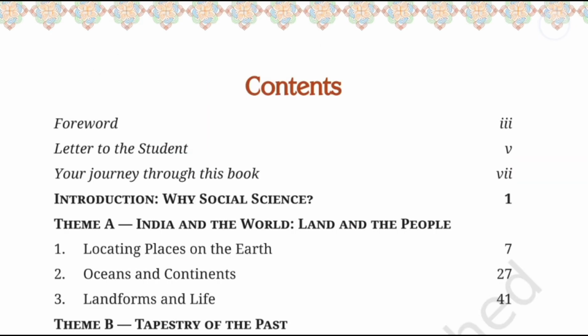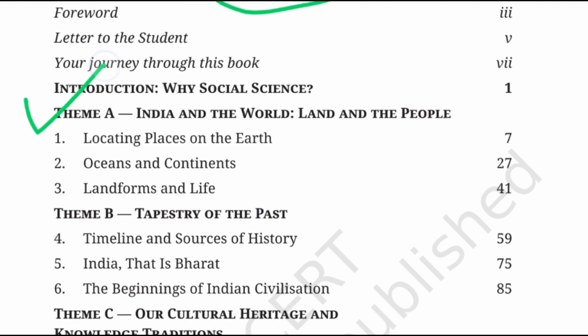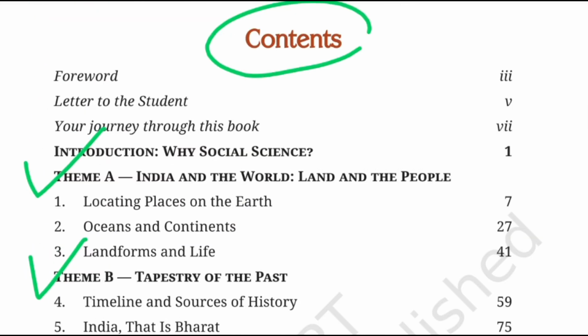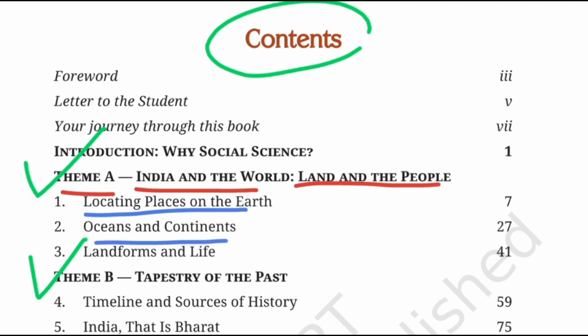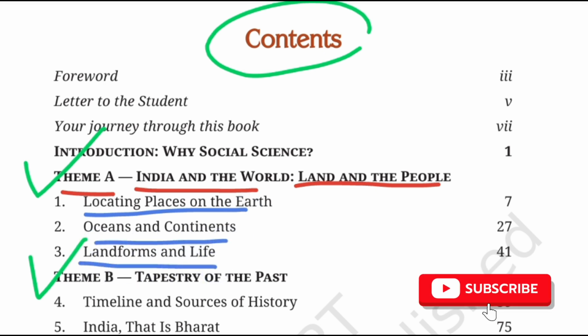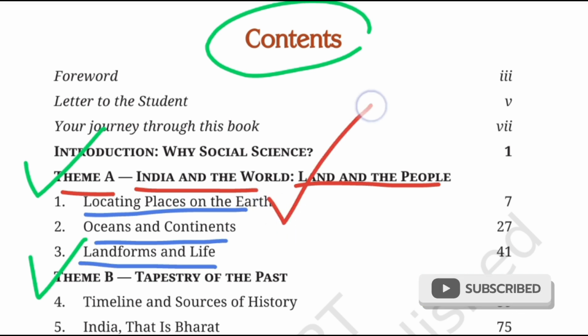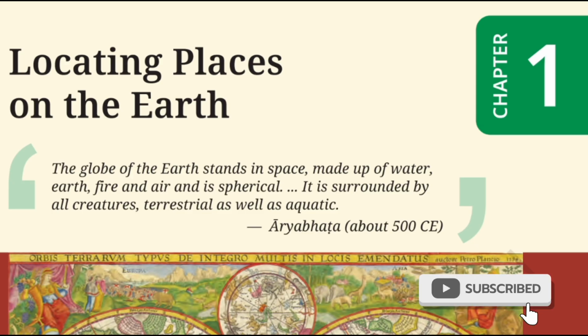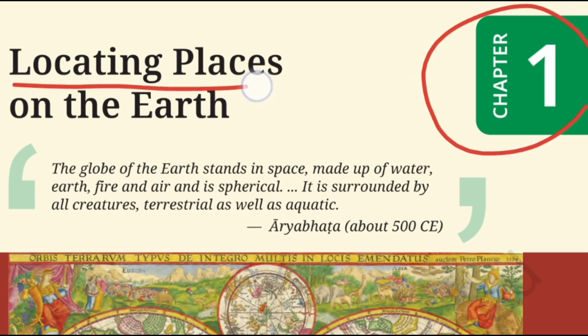Before that, if you go through the content, there are 5 themes: theme A, theme B, theme C, theme D, and theme E. The first theme, theme A, is India and the world, land and people. That theme contains 3 chapters. The first is locating places on the earth, the second is oceans and continents, and the third is landforms and life. Today we will discuss the first chapter in theme A, locating places on the earth.